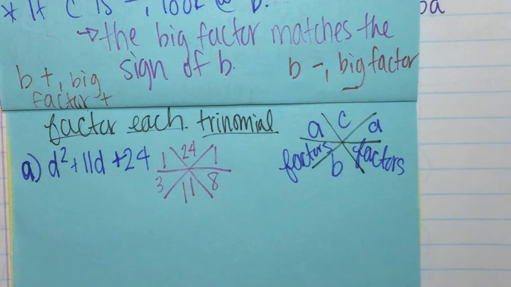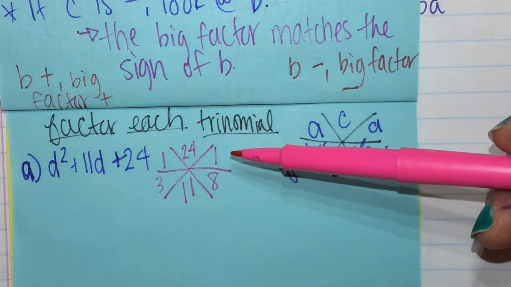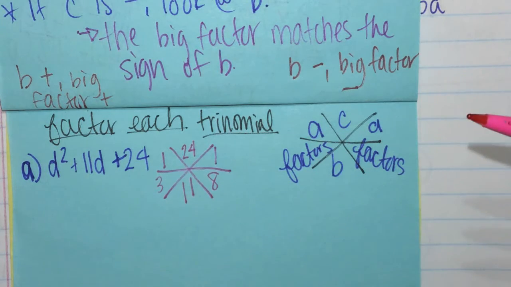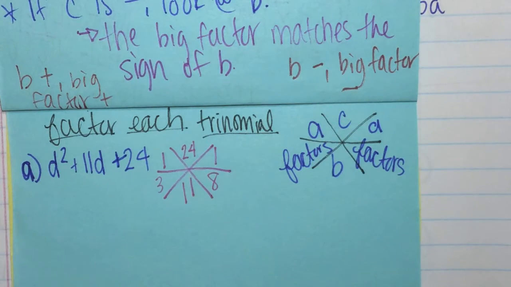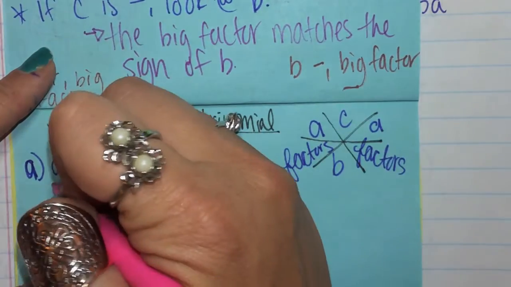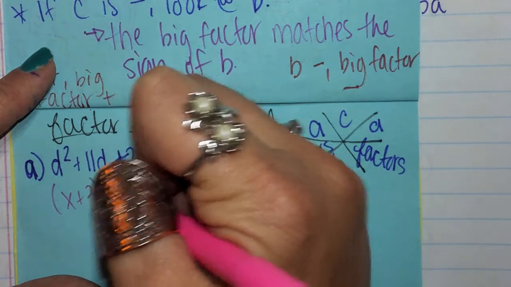Now I expect us by now to not have to list the T, but if you need to list the T, list the T. No judgment. But that's how you can show your work with the star method. Now, do we have to reduce our fractions? If you don't need to do the T, you don't have to. You don't reduce your fractions. Now, do we have to write the 1 out front? No. So we just write x plus 3 and x plus 8.